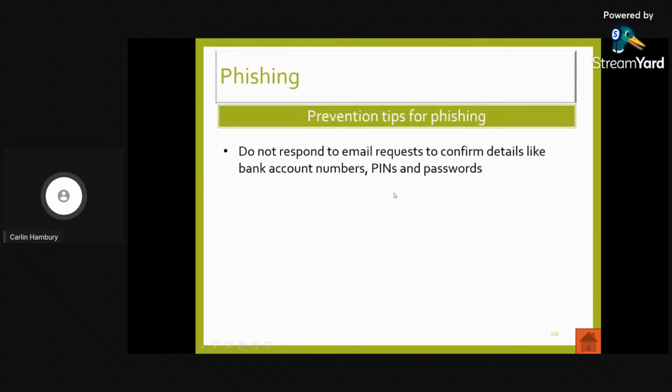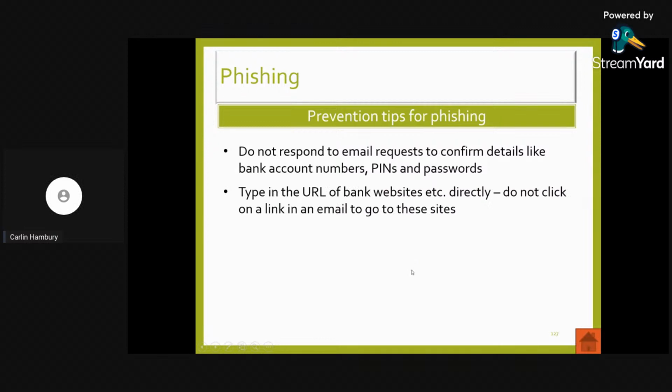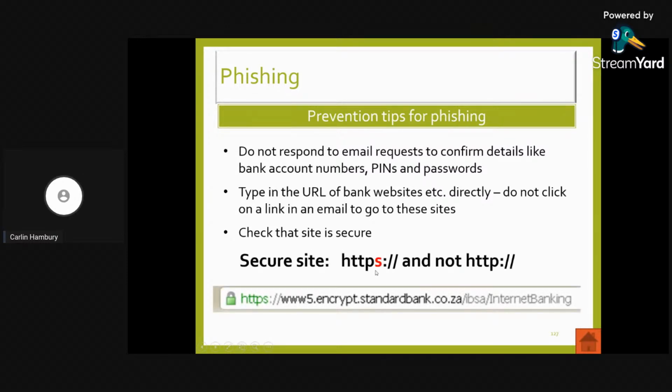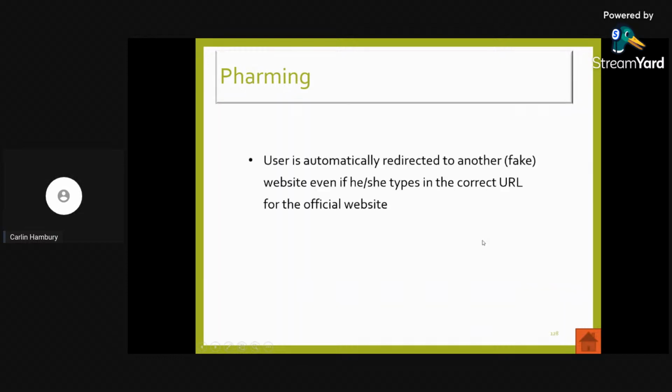Okay. We don't want to respond to email requests to confirm details such as bank account numbers and PINs. You want to take note of the URL. You also want to see that there's a landline number on that email. You want to check if the site is secure. If it doesn't have an S there, you can see there's a little lock, HTTPS. That's indicating that it's a secure site. There's not going to be a bank out there, people, that does not have a secure website. Okay, so if you don't see that, there's already problems.